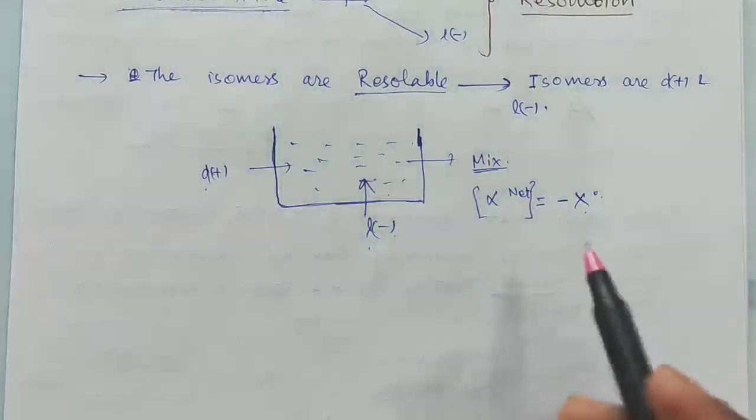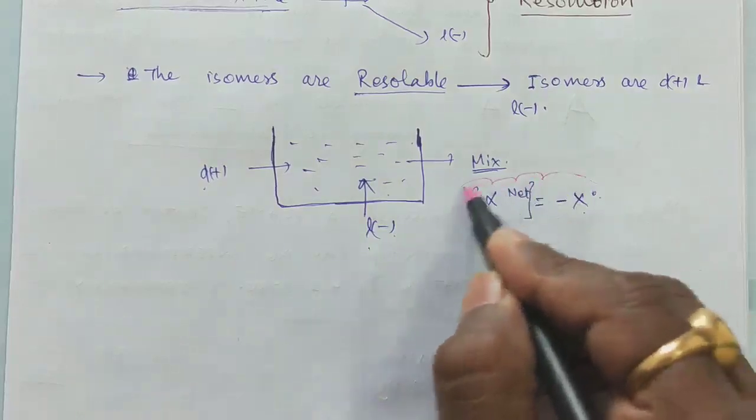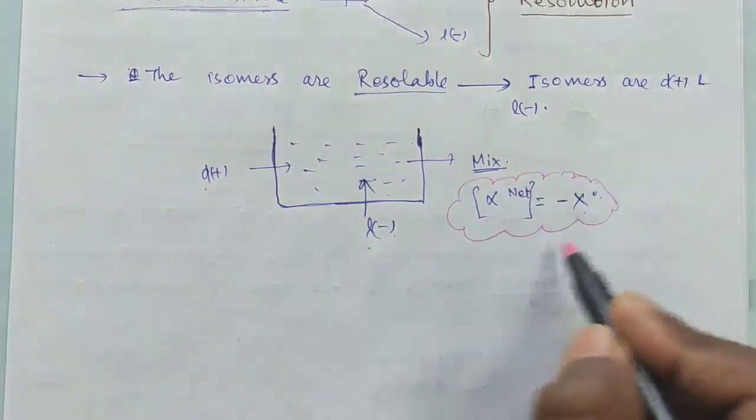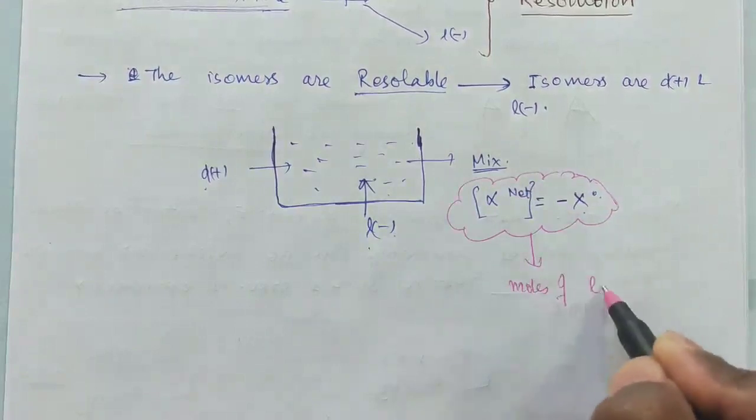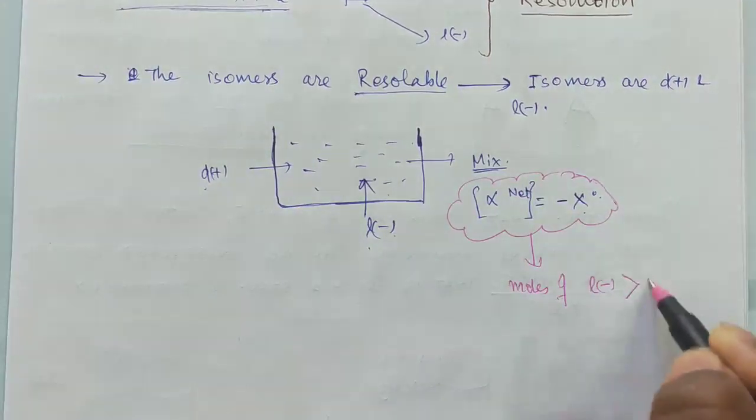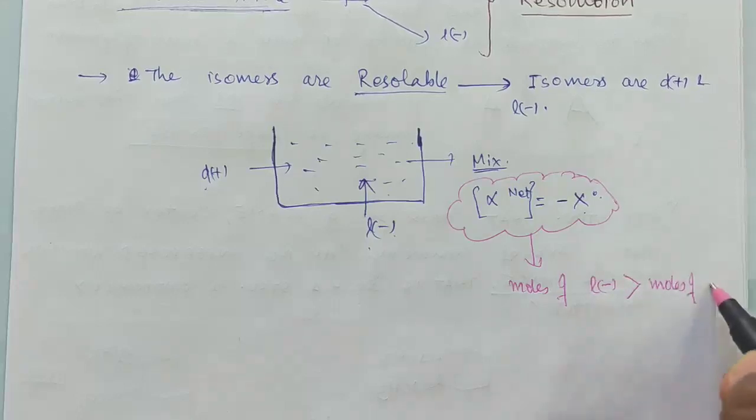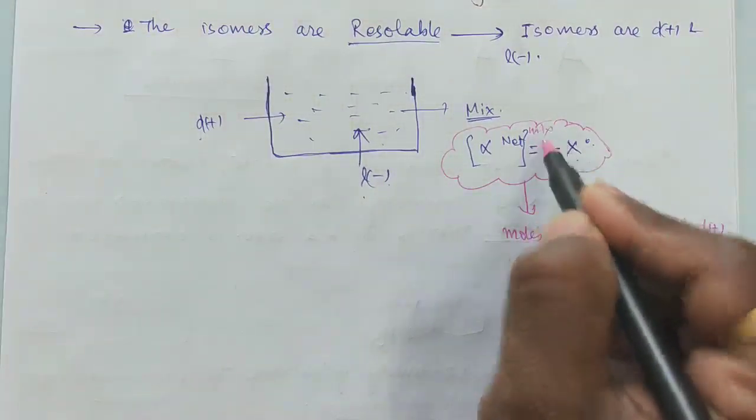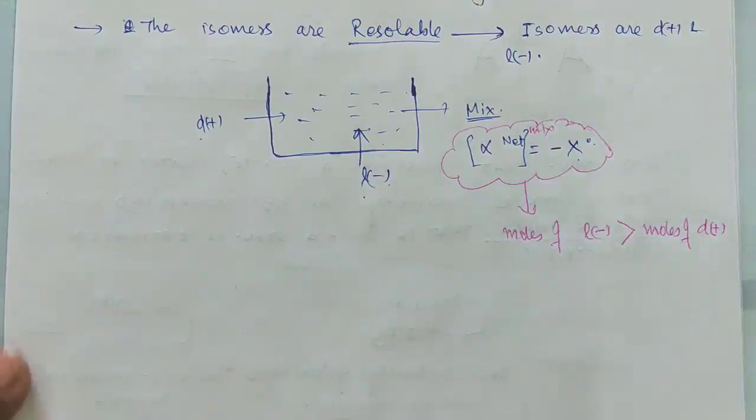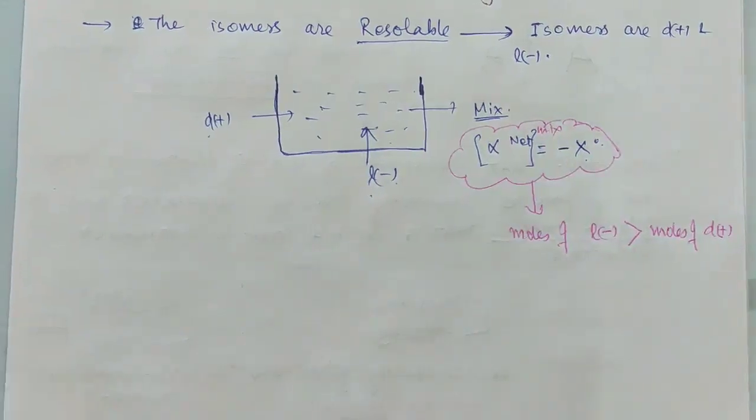So what does it mean? If for any mixture alpha net is negative, it means the moles of L minus are more than the moles of D plus, right? So if alpha net of the mixture is negative, it means the quantity of levoisomer is more than the quantity of dextroisomer, right?